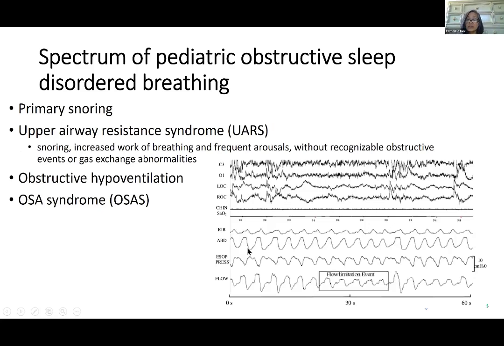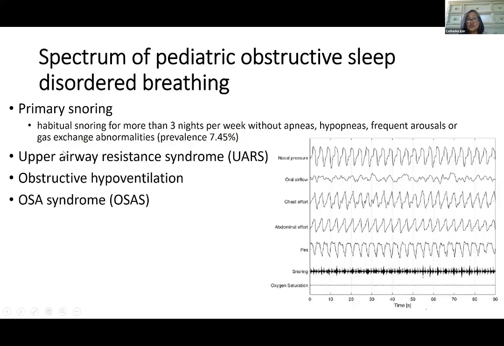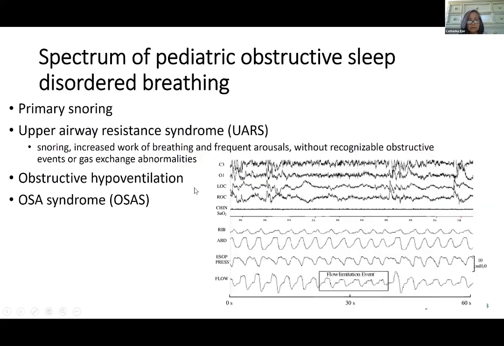Next is upper airway resistance syndrome. And again, it's very important to recognize that this entity exists, separate from a full-blown OSA syndrome. And again, without this knowledge, you might be underdiagnosing your patient. So in addition to snoring, you have increased work of breathing that leads to frequent arousals. But there are no recognizable apneas or hypopneas or any oxygen desaturations or CO2 abnormalities.